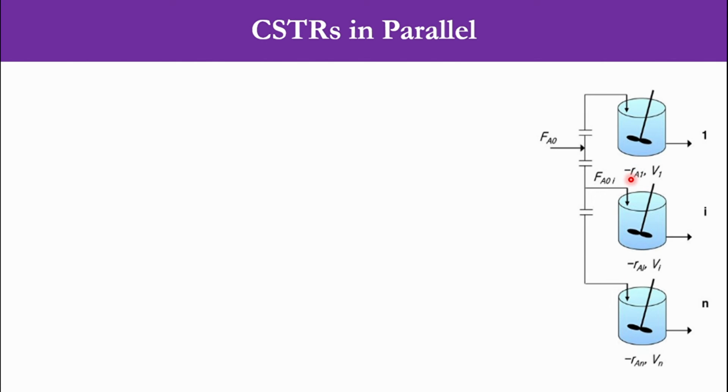The rate of reaction for the first reactor will be minus Ra1 and the volume will be V1. Like we said, there are i number of reactors, so the rate of reaction will be minus Rai, the volume will be Vi, and the corresponding flow rate will be FA0i. And for n number of reactors, the flow rate will be FA0n, the rate of reaction is minus Ran, and the volume of the reactor will be Vn.